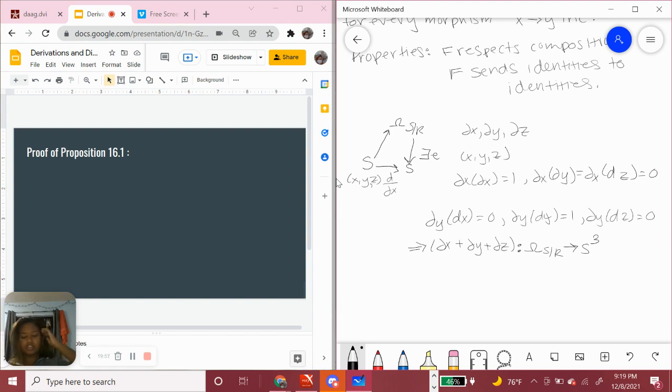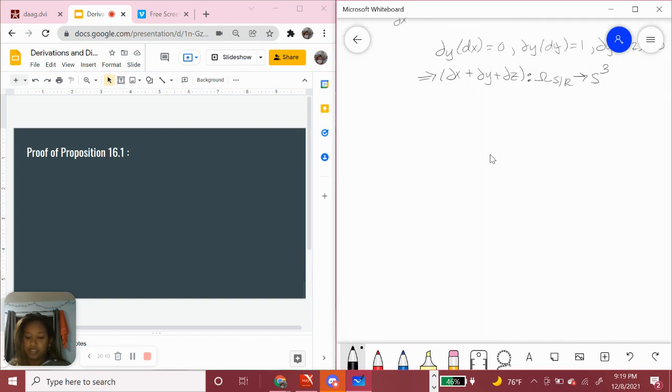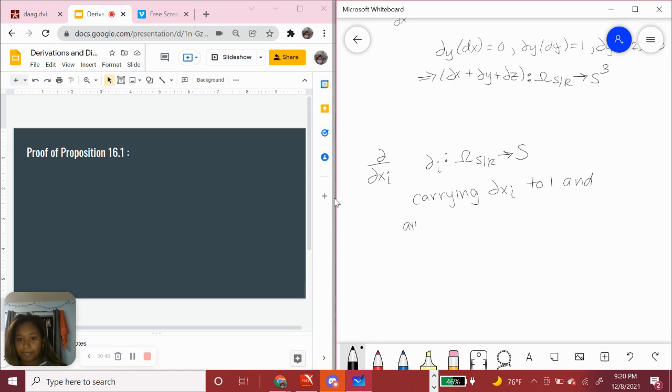is the map from omega S over R to S^3. Okay. So more generally, we can say the partial derivative of x with respect to x sub i is an R-linear derivation from S to S, which induces an S module map, and that is going to be del sub i from omega S over R to S. And this is going to be carrying our dx sub i terms to 1, and then all other x sub j terms to 0, which is what we see above previously.